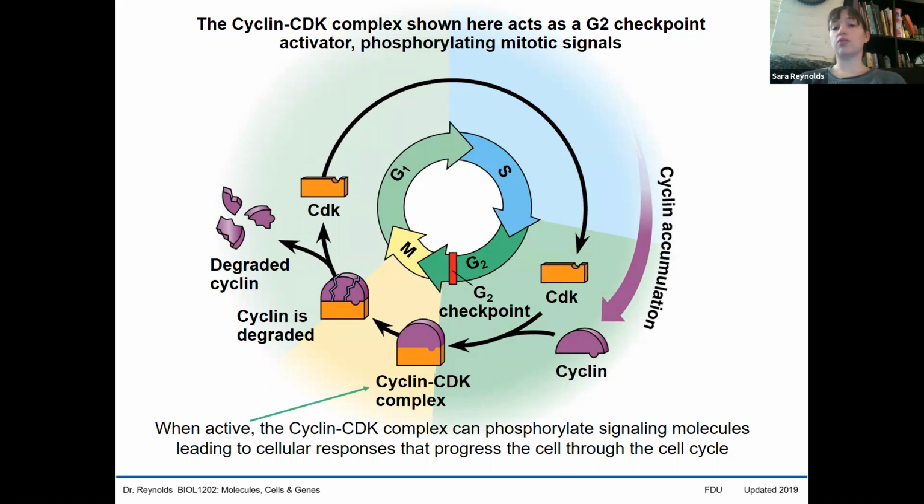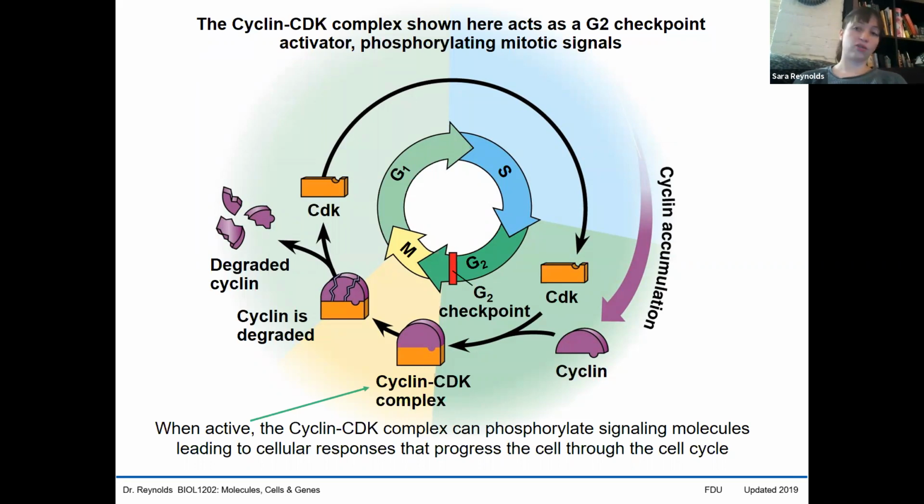As that accumulation begins to occur, you're going to see an association between the cyclin and the cyclin-dependent kinase. Listen to the name. It's a kinase dependent on cyclin, okay? When that cyclin-CDK complex comes together, now we have a kinase with actual activity. So the cyclin-CDK complex can phosphorylate signaling molecules that lead to cellular responses. For example, you can lead to the degradation of cohesins, which leads to anaphase. That's a signal and a response.